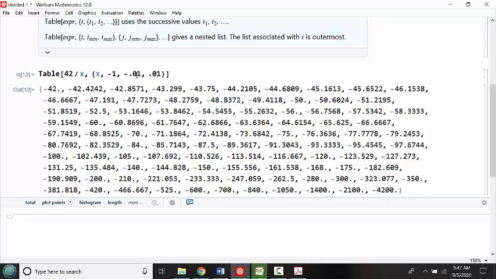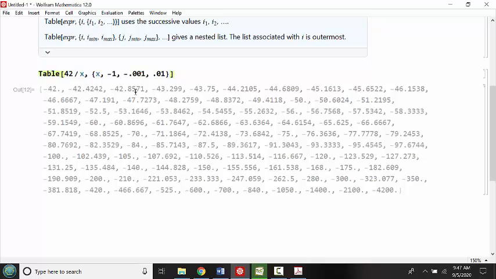If I were to get even closer to 0 by adding these values here, well, my list is going to get really long. That might be hard to read. So maybe if I want to get that much closer to 0, I want to start at something like -0.01.